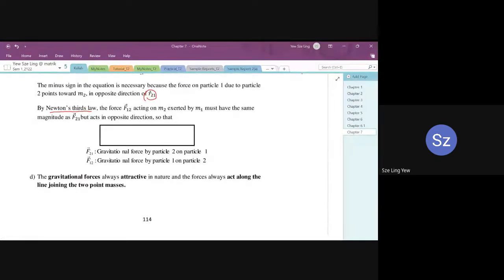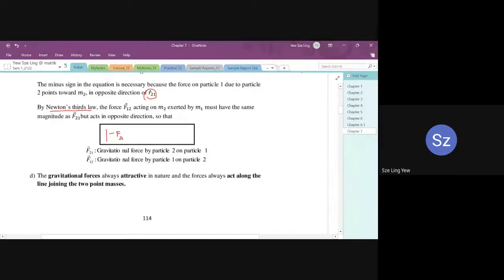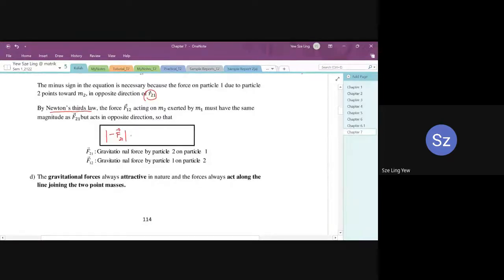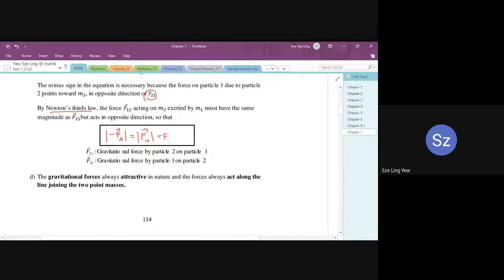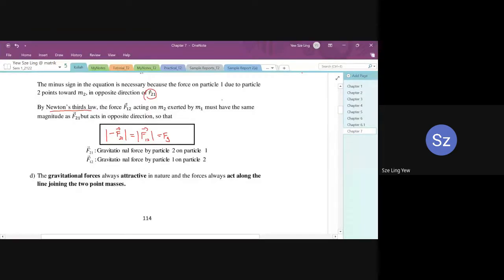So the equations given here now give you, if you have a negative F21, you put a modulus, then the magnitude is equal to F12, which is equal to Fg. So that is the thing that I showed you just now, the magnitude of the force between two objects.